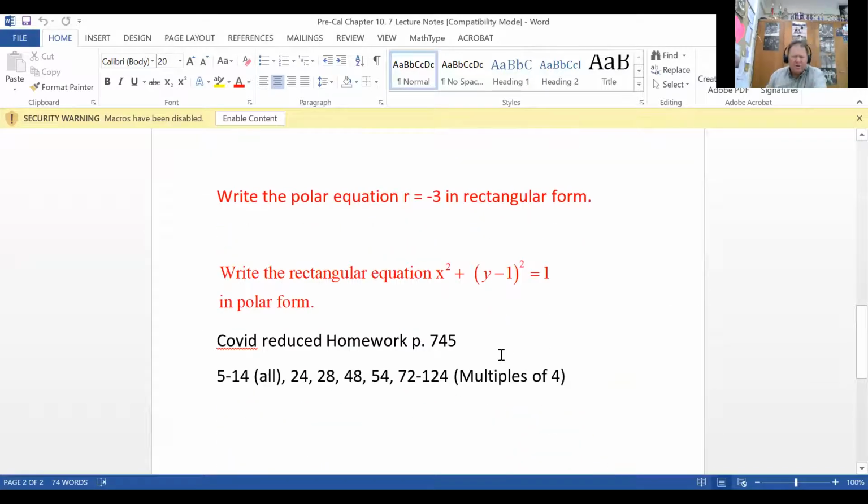All right, so write the polar equation r equals -3 in rectangular form. Well, that's a circle. It should look like it's in the form of a circle, right? And this is a circle whose center is at the pole, and the radius is 3. Excuse me, let me write it. This is r equals -3. This one's so simple. My goodness. All right, here we go.